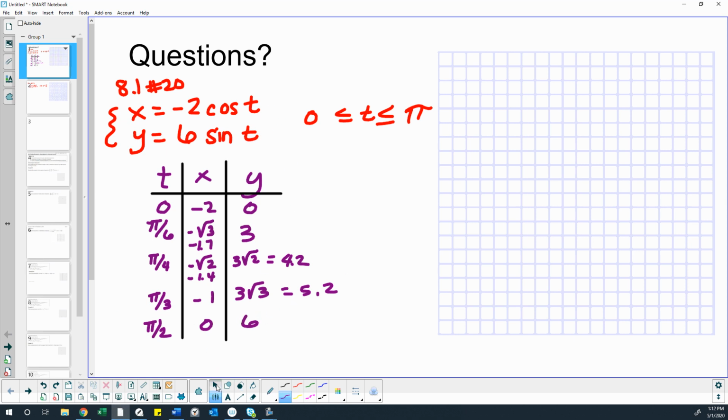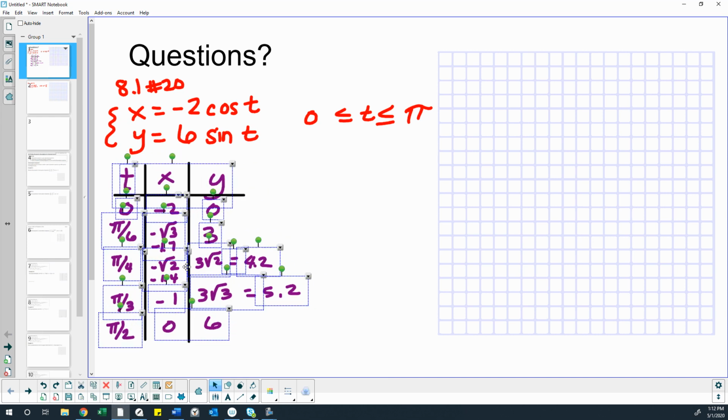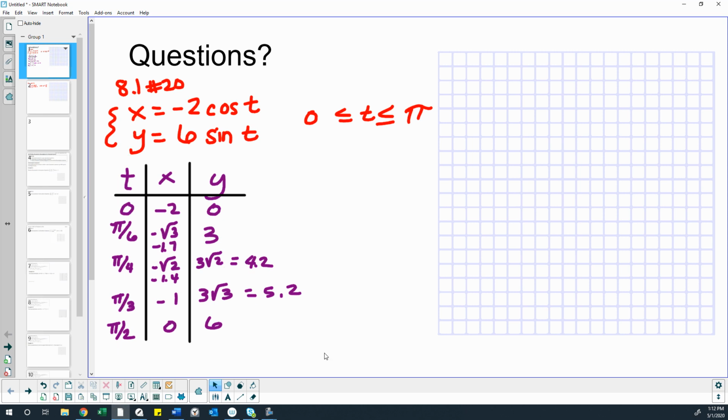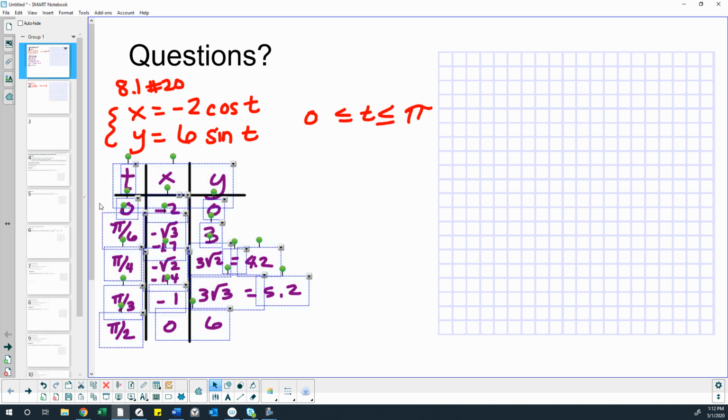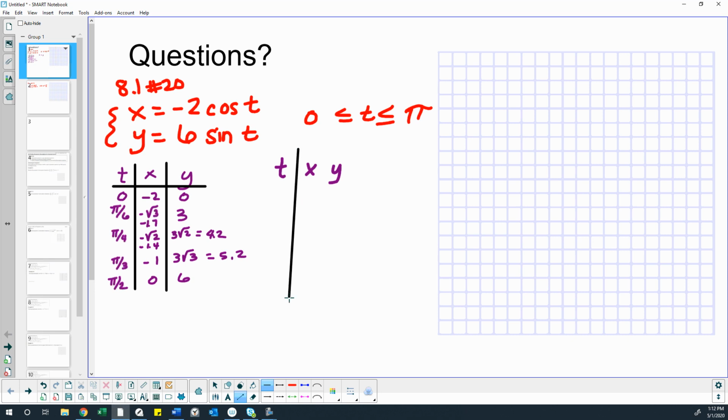Then we need another chart to keep going because I did probably too many numbers. Shrink that a little. Okay, so x, y, I forgot t. Let's make some more plug-ins here. Okay, so going to 2 pi over 3.